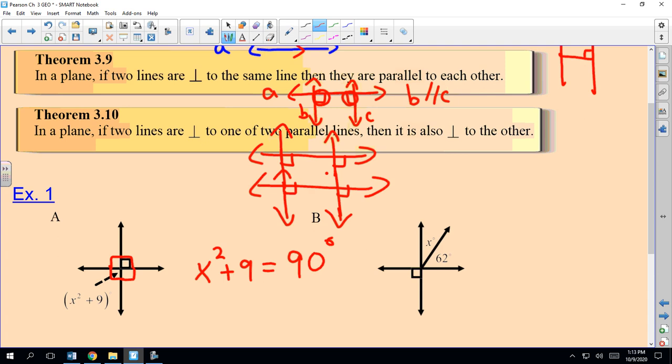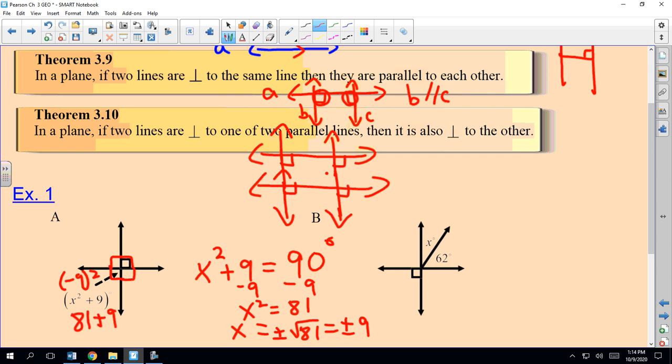Solving this for x, if I subtract the 9 over, I get x squared equals 81, and then I take the plus or minus square root of each side. So I've got plus or minus square root of 81, which equals plus or minus 9. And if you check it, negative 9 will work in the original. Negative 9 squared is positive 81, and 81 plus 9 is still 90 degrees. So you'll be setting things equal to 90 in this section instead of 180 or each other as much.